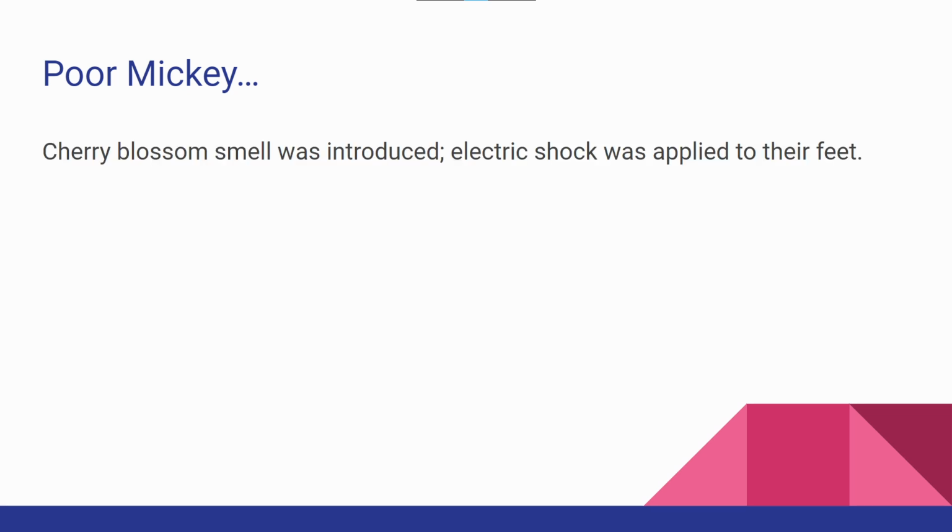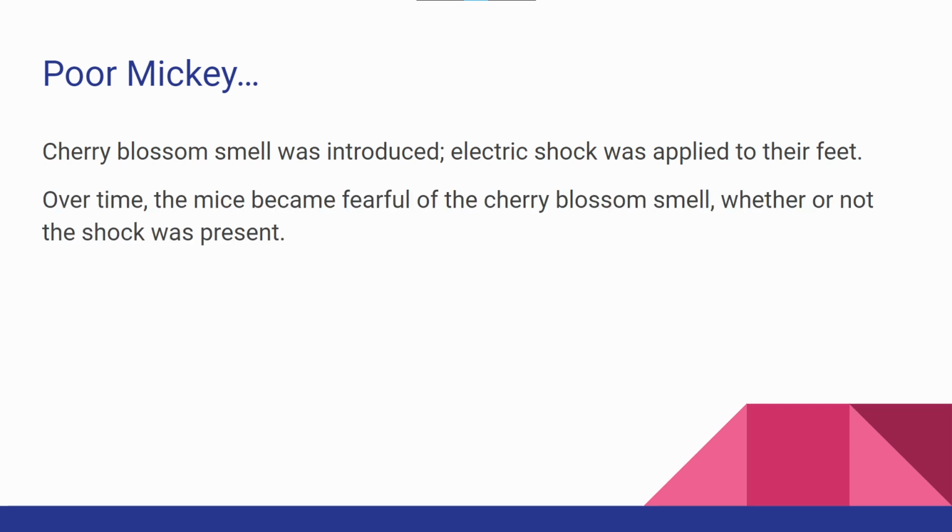In 2013, a study was conducted on mice. A cherry blossom smell was introduced to these mice, and with that smell, they had their feet shocked repeatedly, and this sort of trained them to be fearful of the cherry blossom smell. After time, the behaviors developed, so that whenever the cherry blossom smell was presented to these mice, they would automatically become fearful of whatever shock was coming, whether or not the shock actually came.